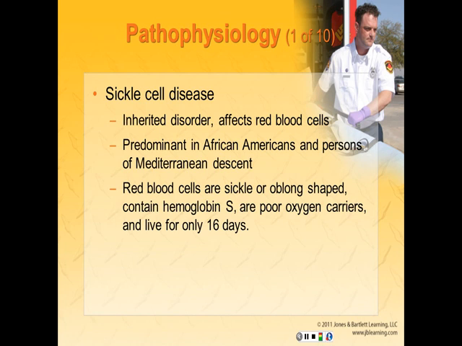Normal red blood cells are round, contain hemoglobin A, and live 120 days.